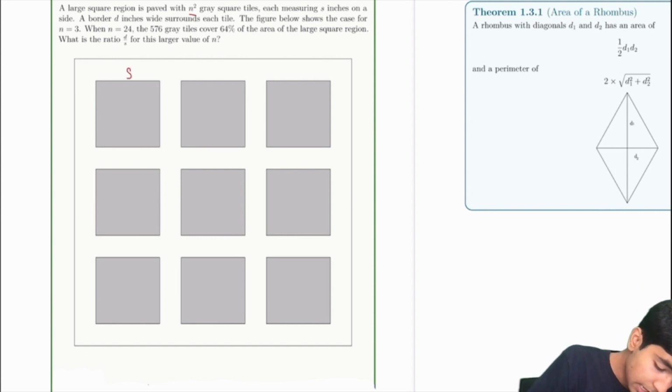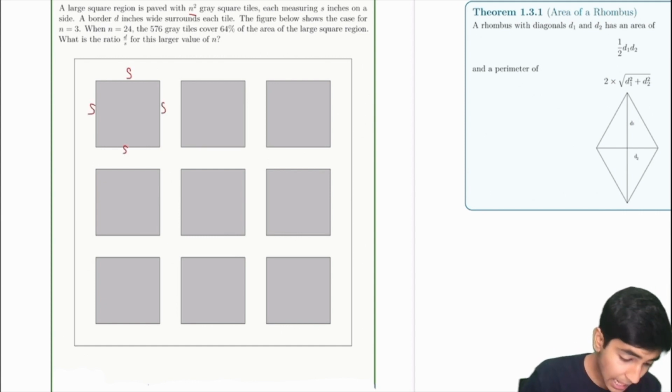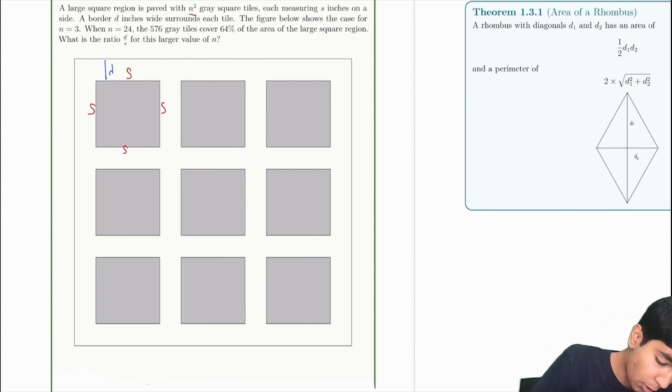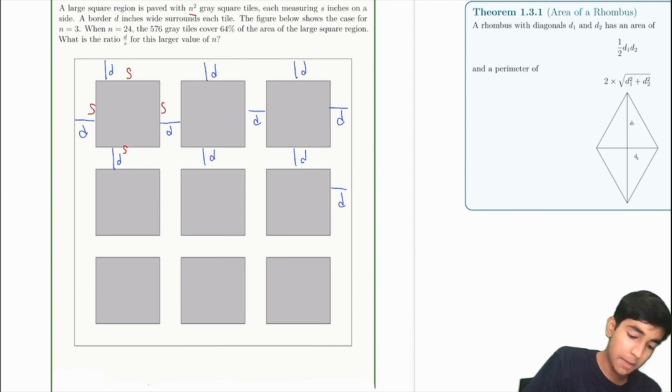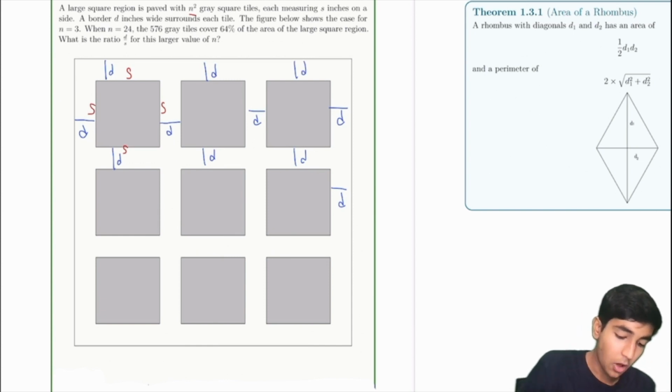So basically, each of these sides of each of these tiles is s, and we're given that there's a border of d on each tile. So this border, all of these lengths are going to all be d, all of them, as you can see here. I'm not going to draw them all because that's going to take way too much time, but hopefully you get the idea. All of these are borders that have length d.